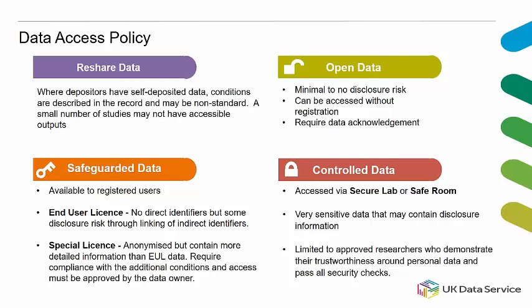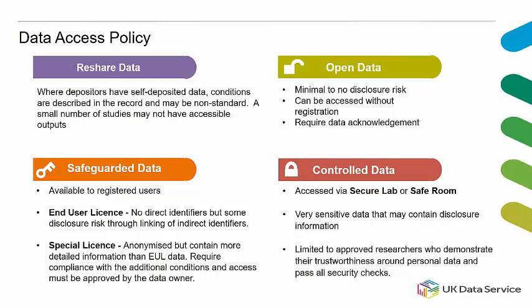Next up, we have our safeguarded data. We have two different access levels as part of the safeguarded classification. The first of these is end-user license. These data contain no direct identifiers, but there is a small disclosure risk through linking the data. So end-user license data, also known as EUL data, are protected by the need to hold an account with us, but can be downloaded almost instantly from our catalogue. Special license data, however, requires an application form to be completed and returned to us, so that we may liaise with the data owners for permission to release the data, as it contains more detailed information.